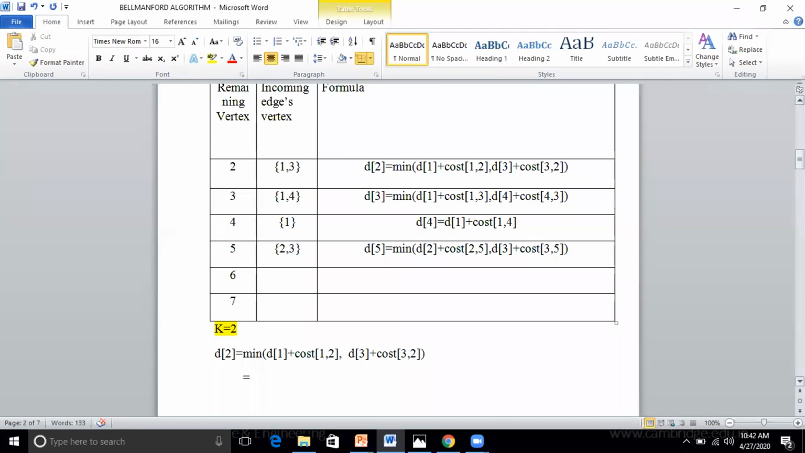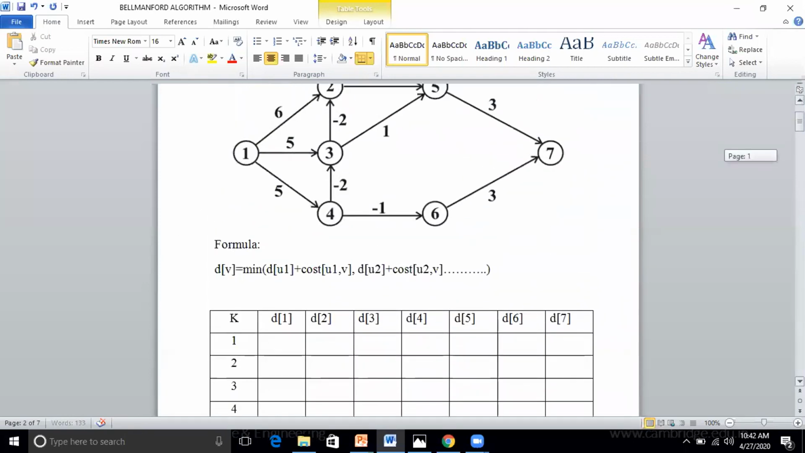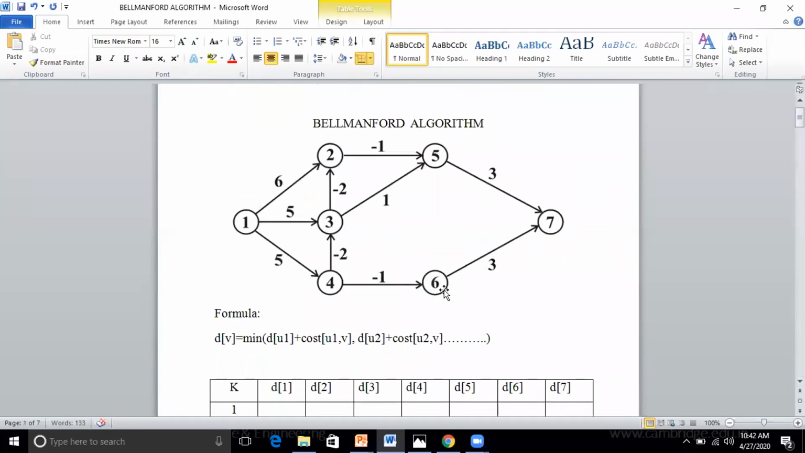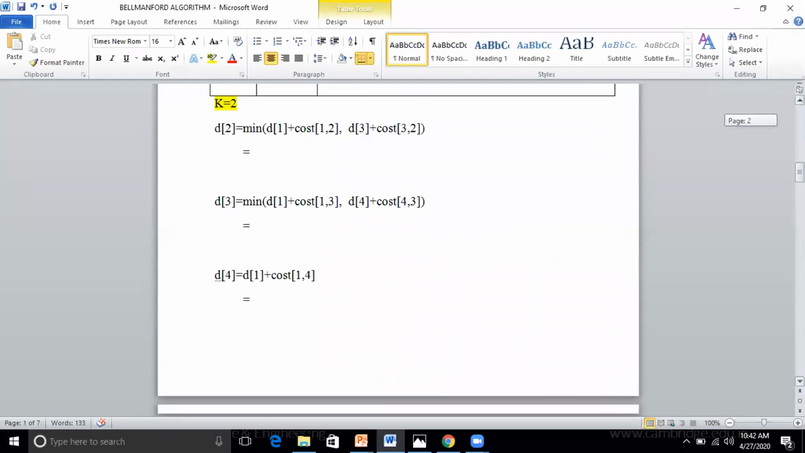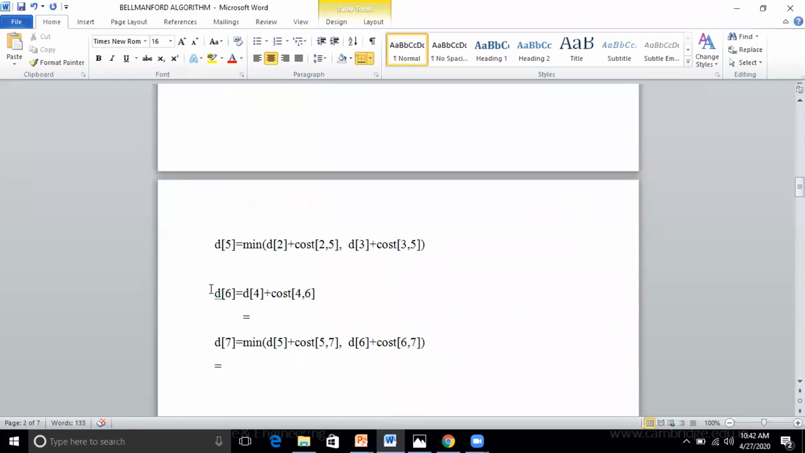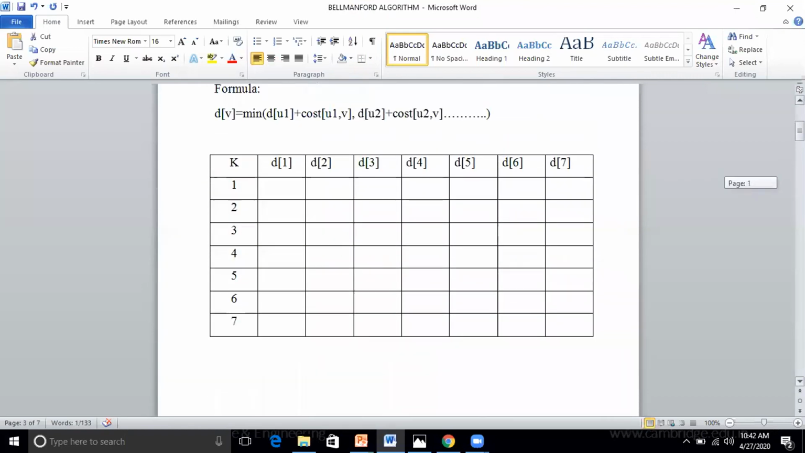Now for 6. For 6, you have only one incoming vertex. That is 4. Can I write it like this? D of 6 is equal to. See, who is that? Please mute yourself.